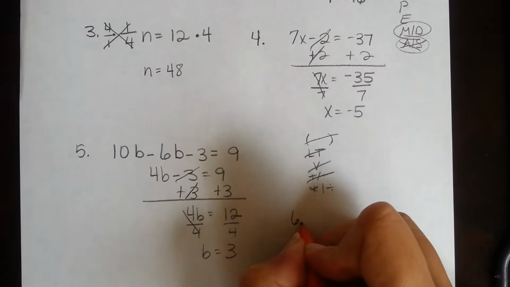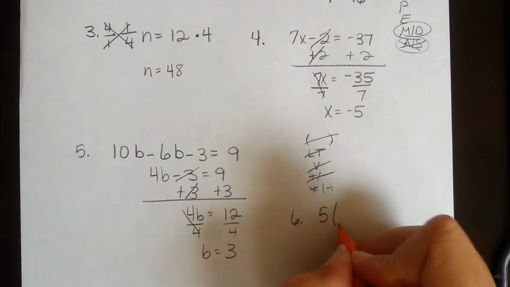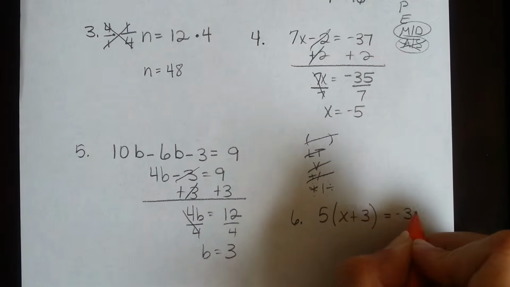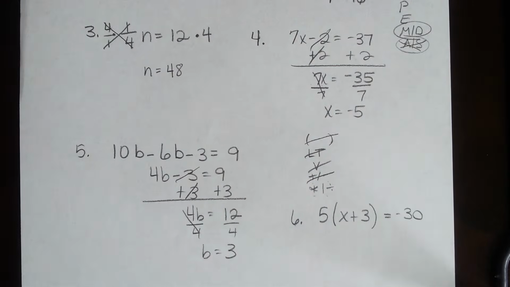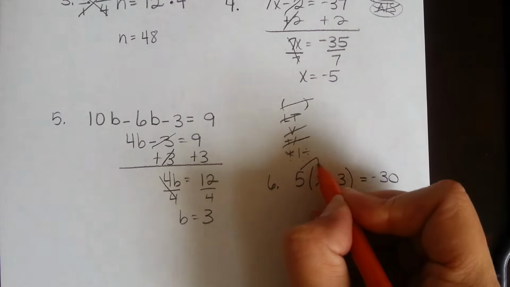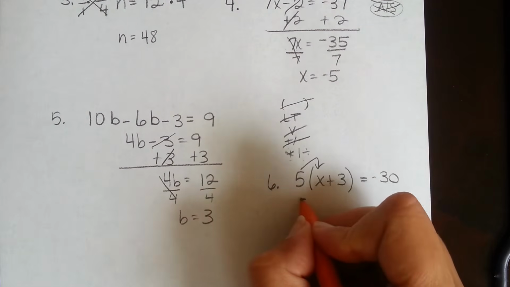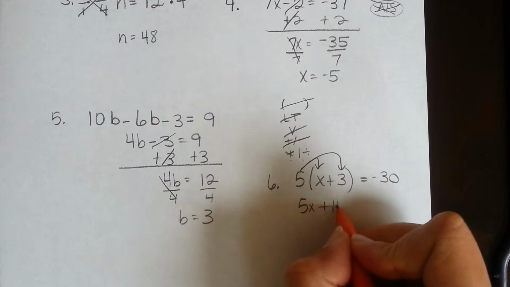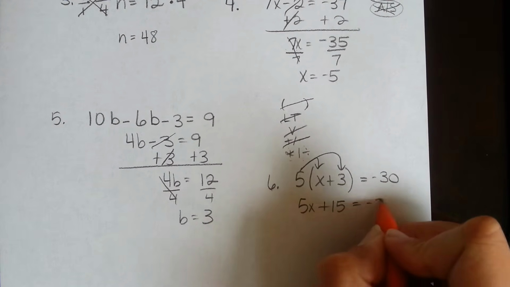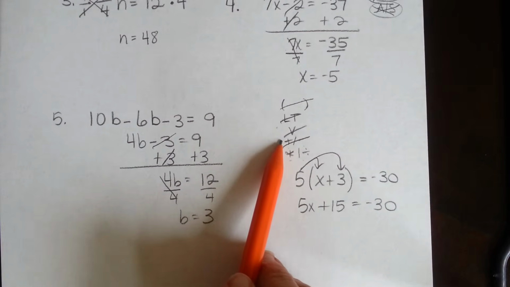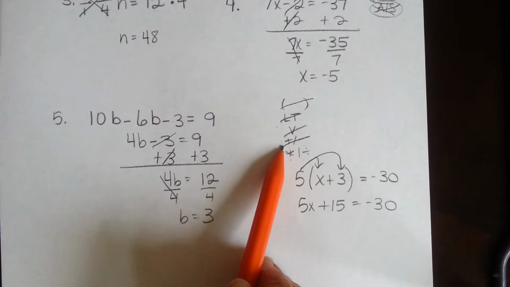Problem number 6. We have 5, open parentheses, x plus 3, close parentheses, equals negative 30. Since we have parentheses, we're going to use our distributive property to clear. So 5 times x is 5x. 5 times 3 would be 15. And that's equal to negative 30. We don't have any like terms. We don't have variables on both sides. So now we get rid of add, subtract.